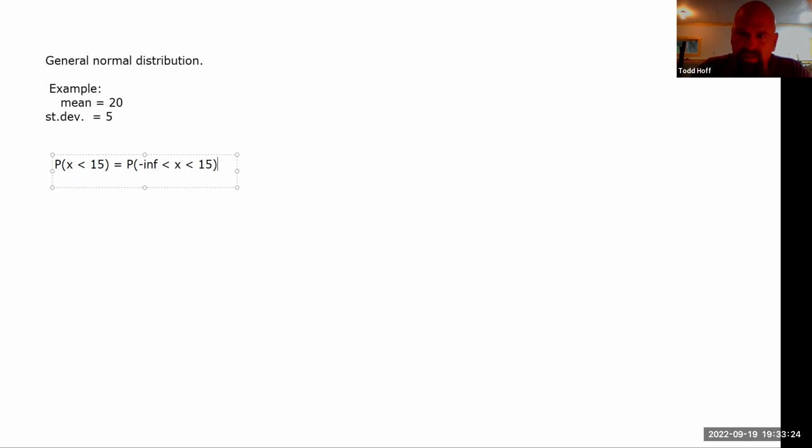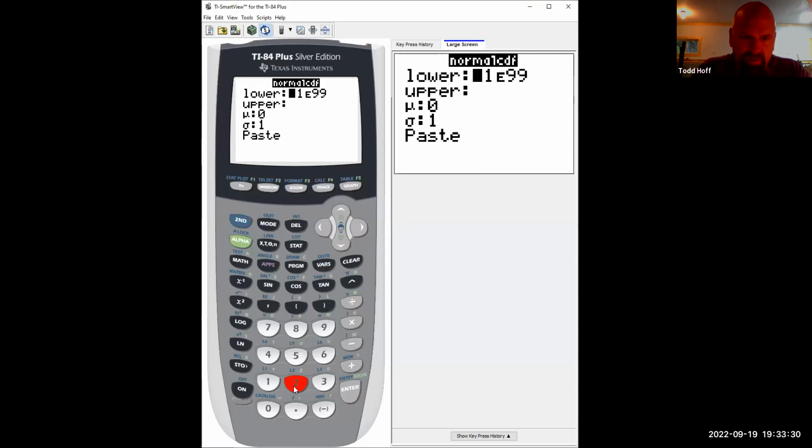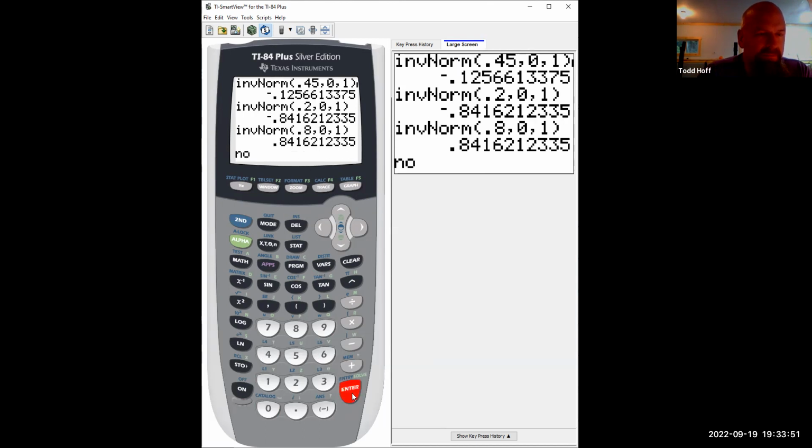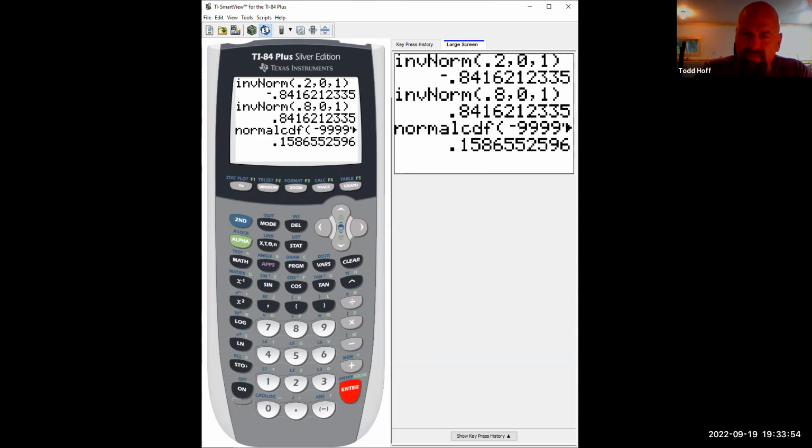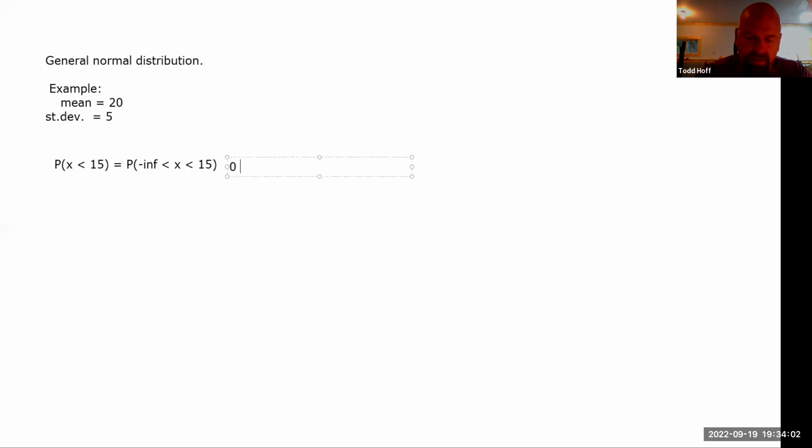So let's go ahead and punch that in. Second distribution, normal CDF from negative infinity. I'm just going to use the negative followed by six nines. That's just way easier for me to enter. I know it was already there, but that's okay. Up to 15. But now we do have to change the mean. The mean here we said was 20, and the standard deviation is 5, giving us 0.1587. So this probability of being less than 15 is 0.1587.